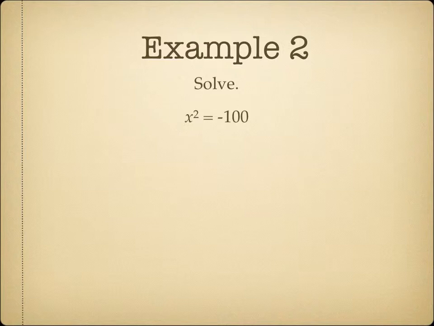Square root it, right? So I would say, all right, I'm going to square root this and square root this. And here I would get x. What's the square root of negative 100? 10i. 10i, good. Okay, 10i.